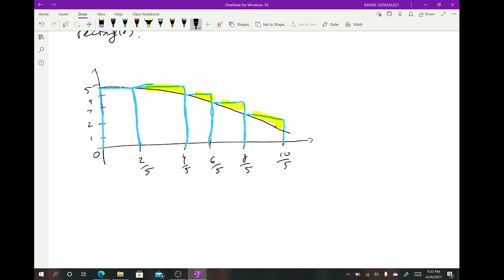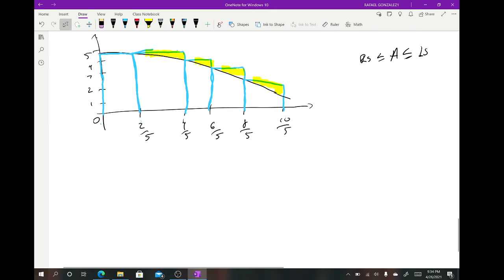Okay, so let's say if this is the area, then it's going to be less than or equal to the left sum, which I'm going to just call LS for now, and it's going to be greater than or equal to the right sum, which I'll call RS for now. So it's going to be trapped in between them.